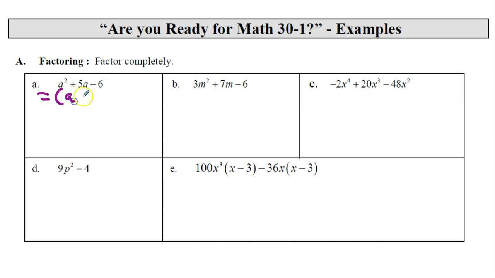Equals. So we need two numbers that multiply to 6, and because of the minus sign, they have to differ. The difference between them has to be 5. So the only numbers are going to be 6 and 1.